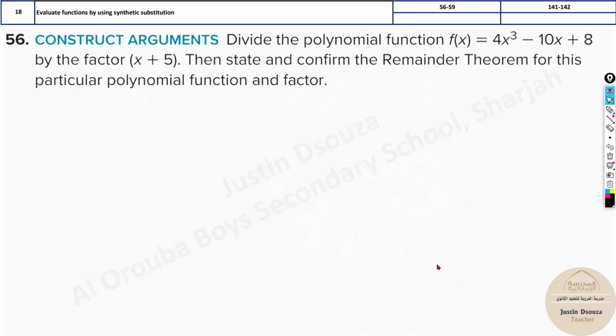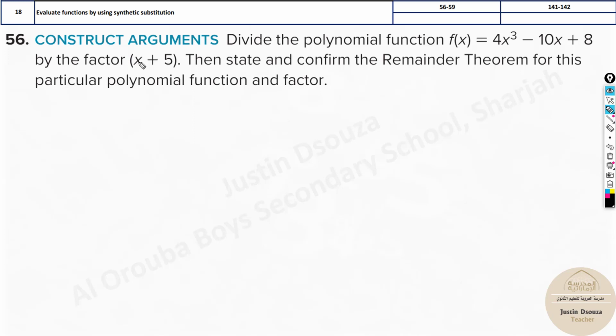Here they have asked to construct arguments. Divide the polynomial function f(x) = 4x cubed minus 10x plus 8 by the factor x plus 5. State and confirm the remainder theorem of this particular function. We will come to this in a while, but first let's divide this. Since they have told synthetic division, first you must see whether there is any coefficient in front of x. There is nothing, then we can use this.